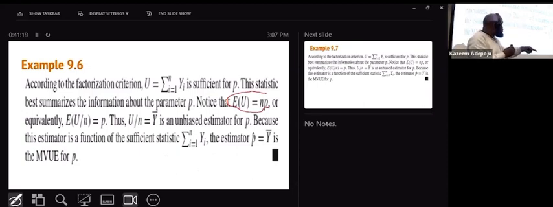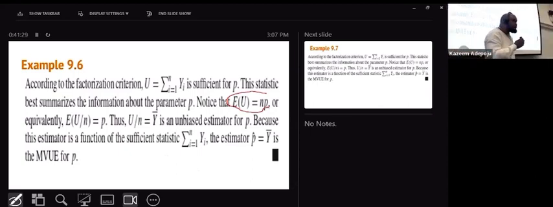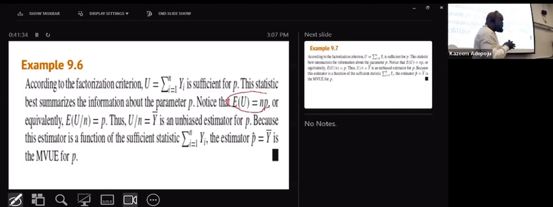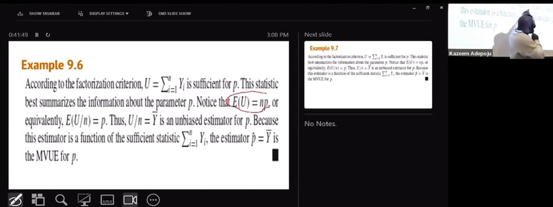Okay, expected value of U is equal to NP. Now, what is another way to write that? I now want to write U as a function of something else. If I have expected value of U equal to NP, I can also write expected value of U divided by N equal to P. And which means, what is U divided by N? U is summation y. Summation y divided by N is y bar.